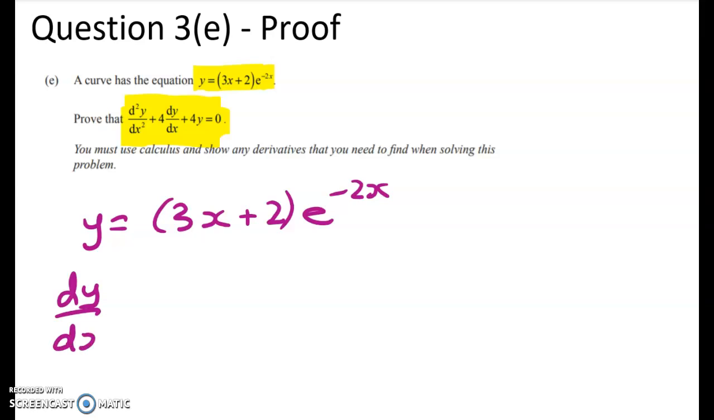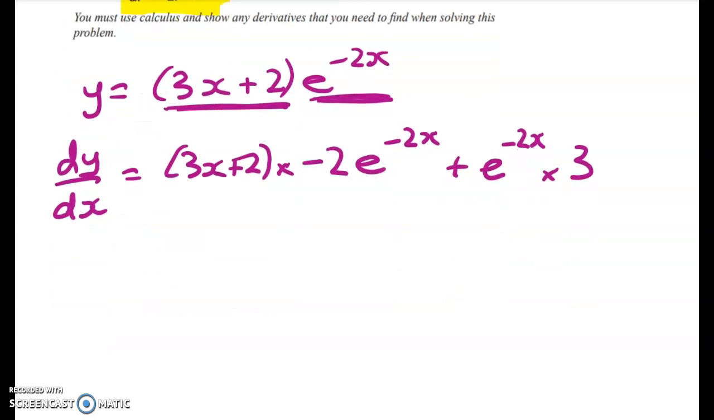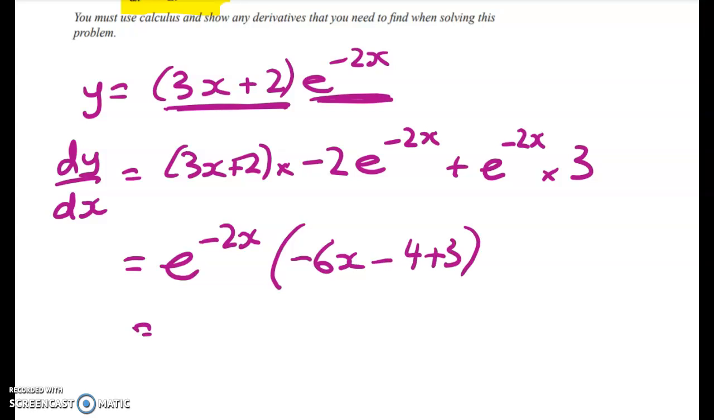So dy by dx is equal to 3x plus 2, the first function, times the derivative of the second function, negative 2e to the negative 2x, plus the second function times the derivative of the first. And we need to differentiate that again and also substitute it later, so it's well worth cleaning that up here to have a look at what we've got. We've got e to the negative 2x times negative 6x minus 4 plus 3, which gives me e to the negative 2x times negative 6x minus 1.